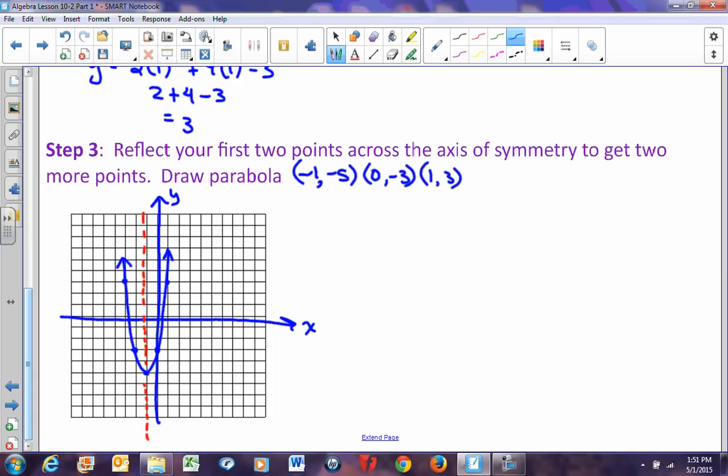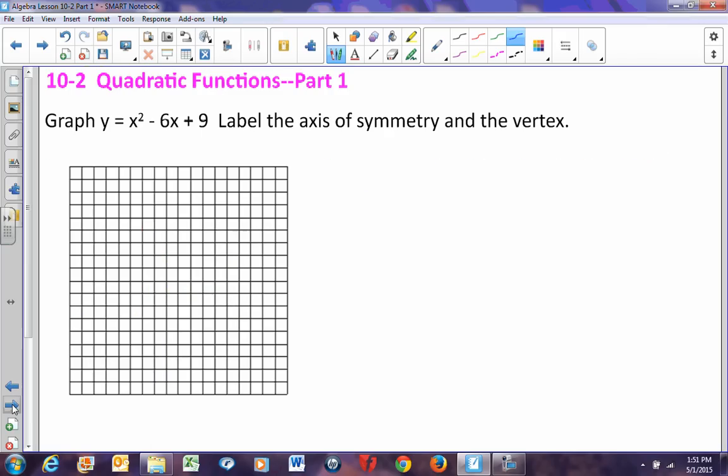So this is the graph of y equals 2x squared plus 4x minus 3. Okay, let's do another one. y equals x squared minus 6x plus 9. We're going to label the axis of symmetry, and we're going to label the vertex. So we're going to do a lot more labeling on this graph than we did on the last graph.